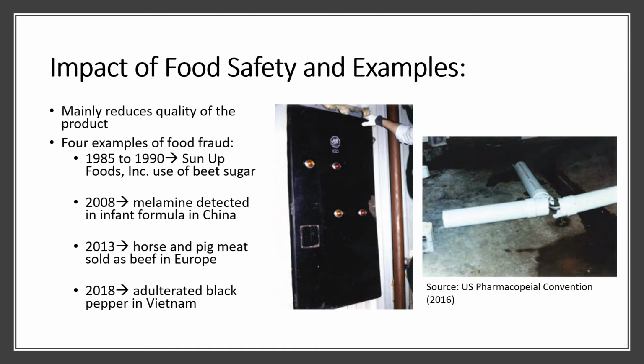Some more recent examples include instances that occurred in 2008, 2013, and 2018. In 2008, the health of many infants was compromised due to a milk powder that was later found to have been adulterated with a toxic industrial compound called melamine. This compound contains nitrogen atoms, and it is used to trick some protein test methods that calculate protein content of food based on its nitrogen content.